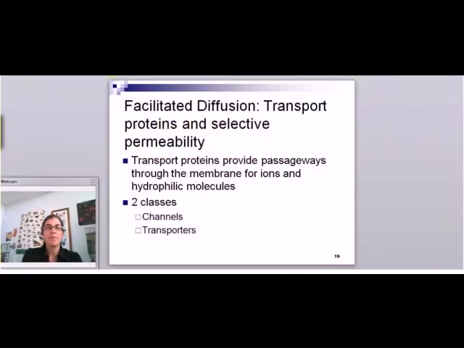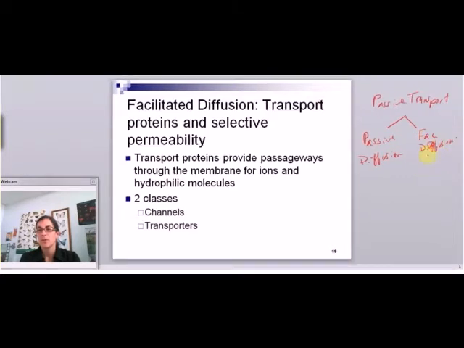All right, so let me put you back into the big picture. We're talking about passive transport, and there are two types: passive diffusion and facilitated diffusion. Osmosis is an example of facilitated diffusion.